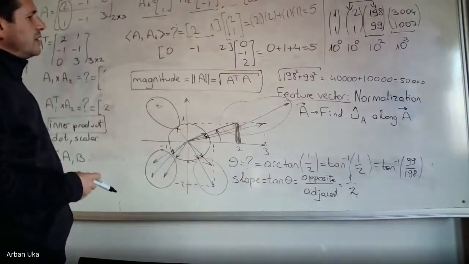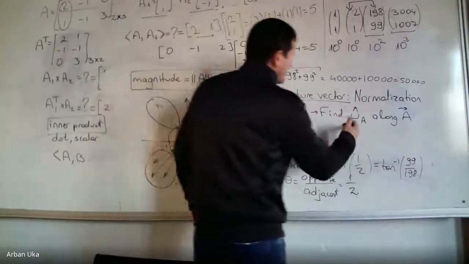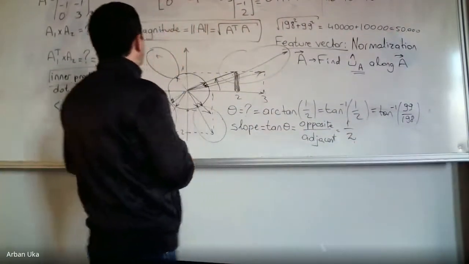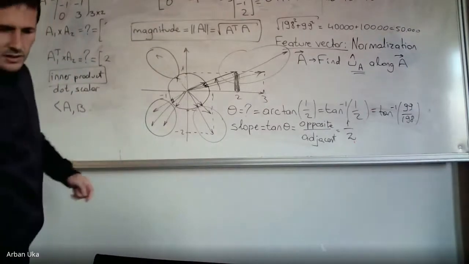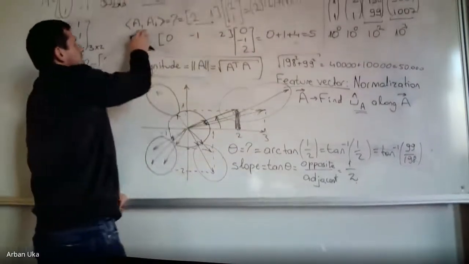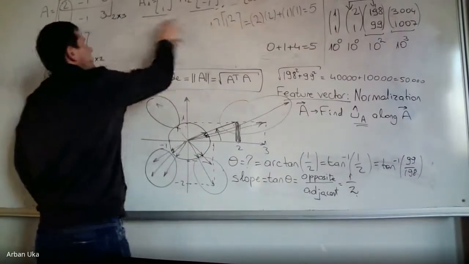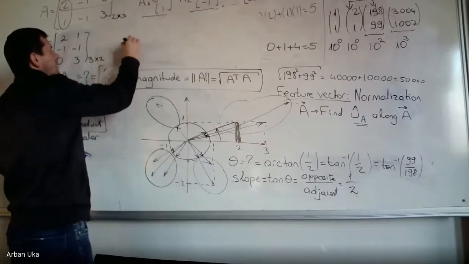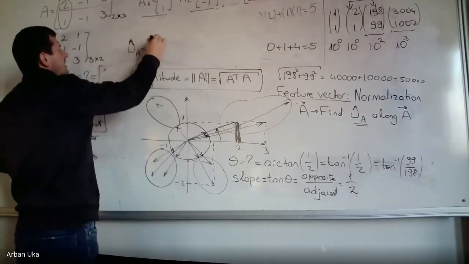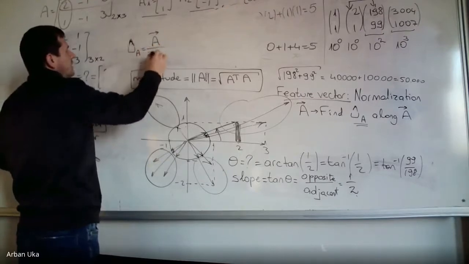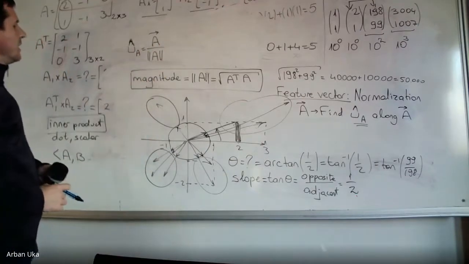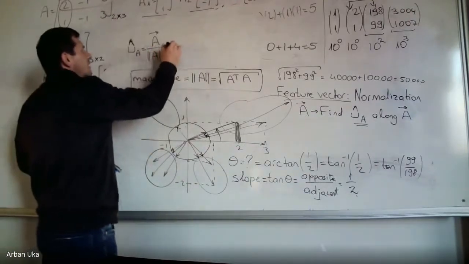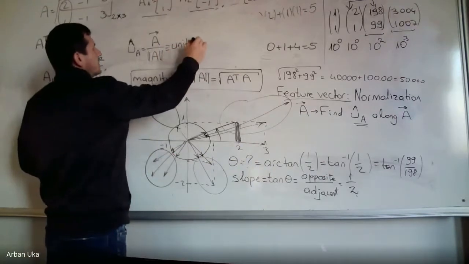Let's try to identify a unit vector, u_A, which is along A. The unit vector along a specific direction, but let me think, let's try to use the board in a better way. So this is the unit vector along A. This is defined as the vector A divided by the magnitude of A. So let's call this the definition of a unit vector.